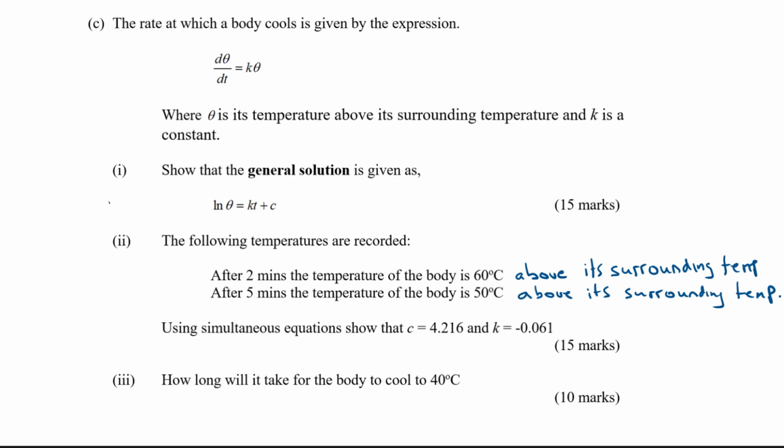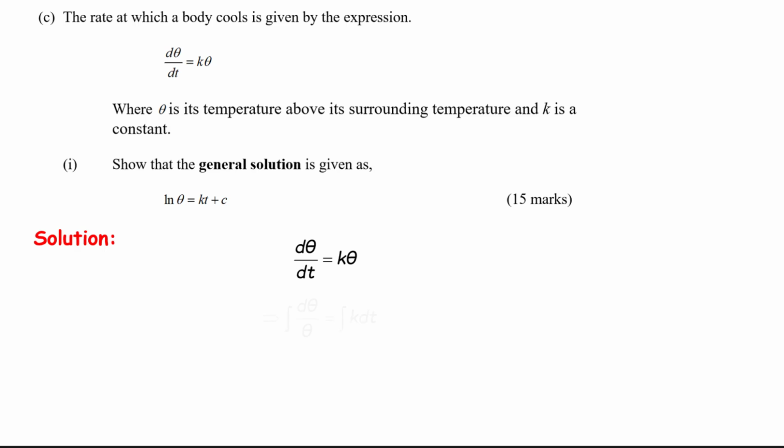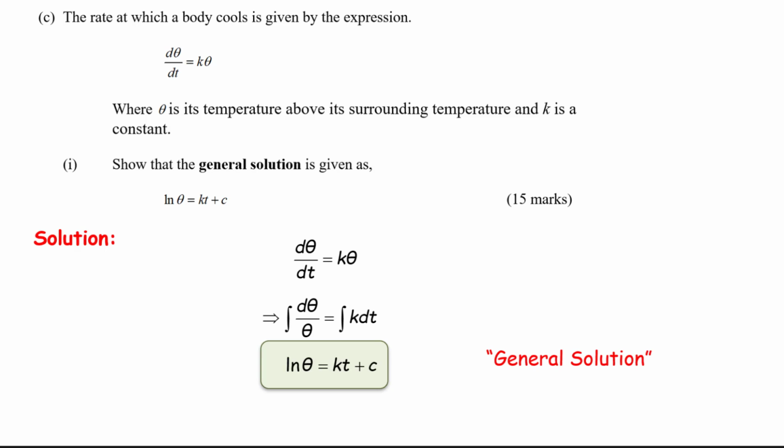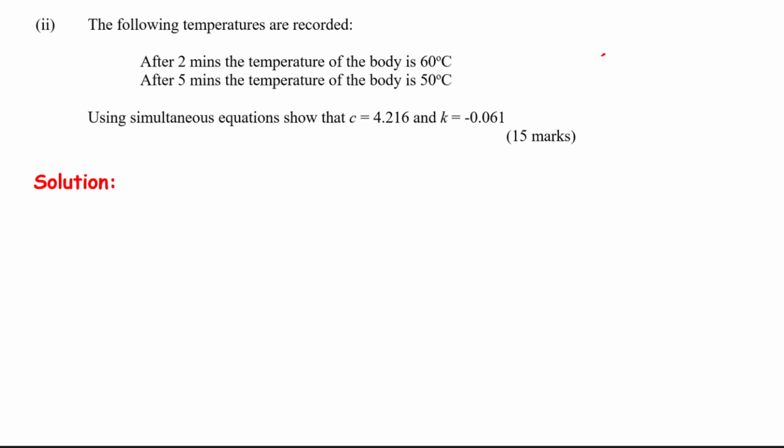Yeah, so the rate at which the body is cooled, where theta is the temperature above its surroundings. That's why I put in here, it should really say after 2 minutes the temperature of the body is 60 degrees above its surrounding, and after 5 minutes it's 50 degrees above its surrounding. So in this case, let's go back to that question. So after 2 minutes above its surroundings, really what we need to put in there. So for both of those, it should really say that.